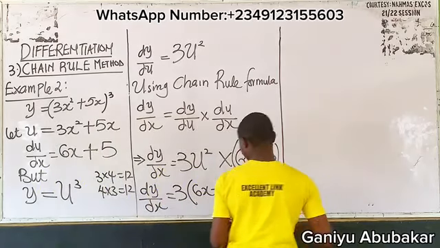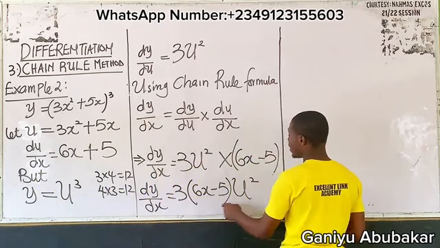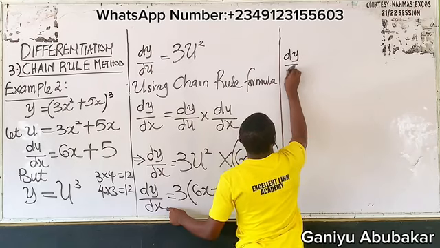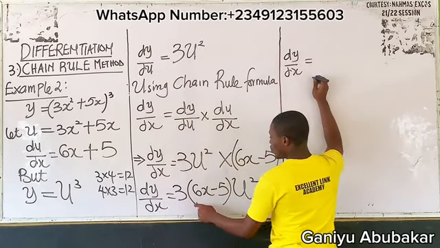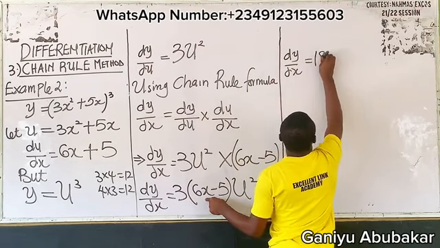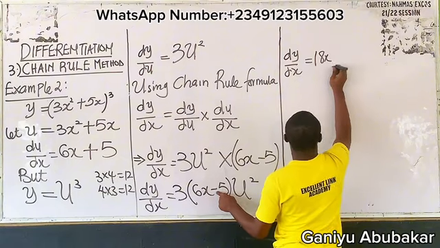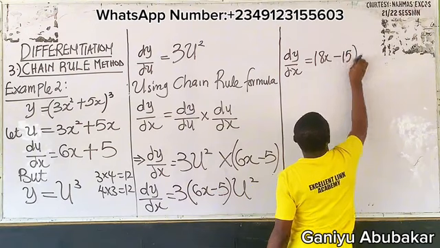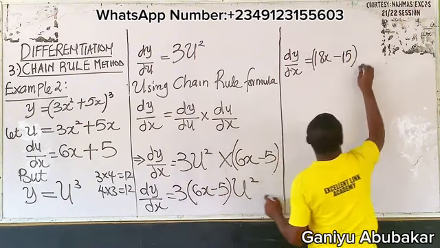We said that I can perhaps expand if I want to. So dy/dx is equal to 3 times 6x, which is what? 18x. Then 3 times 5 is what? Of course 15. So I have 18x plus 15. Next up, I have what there?